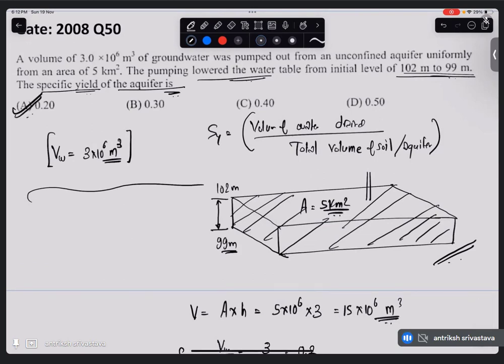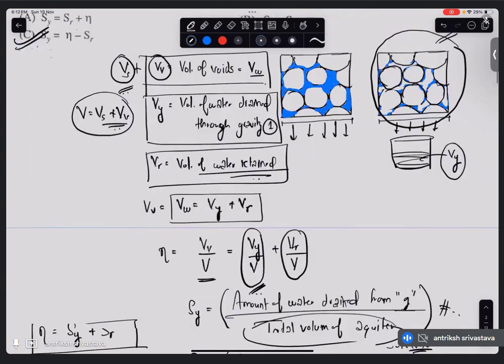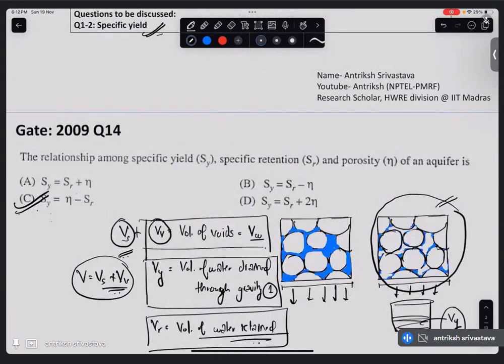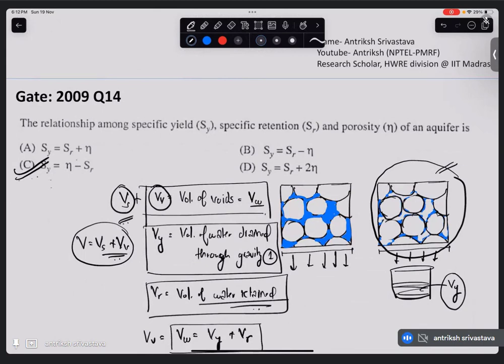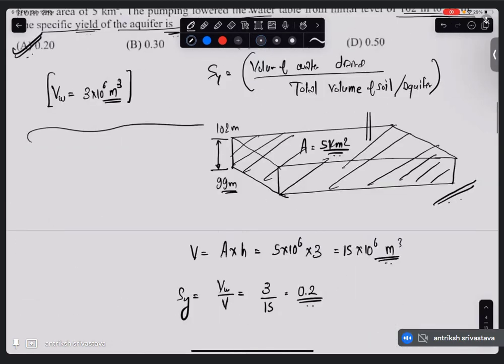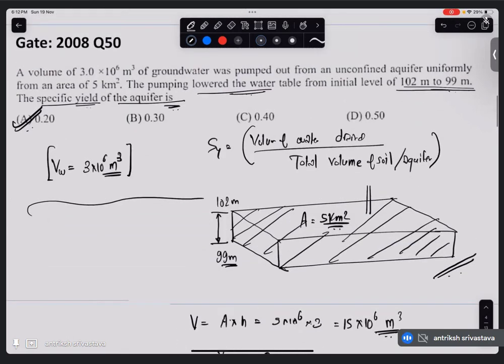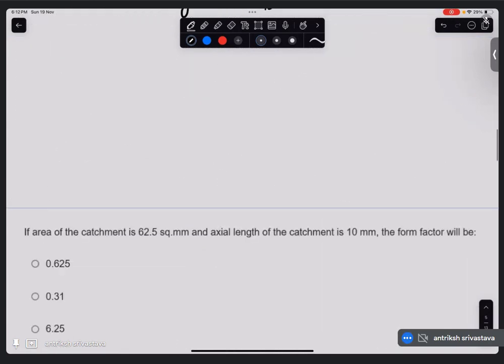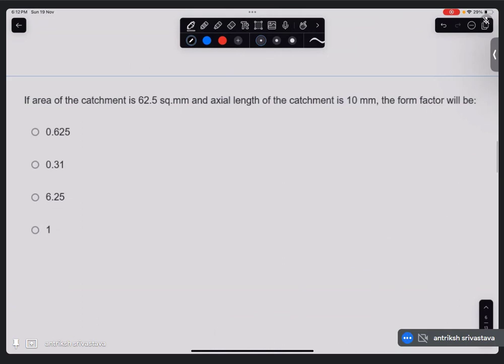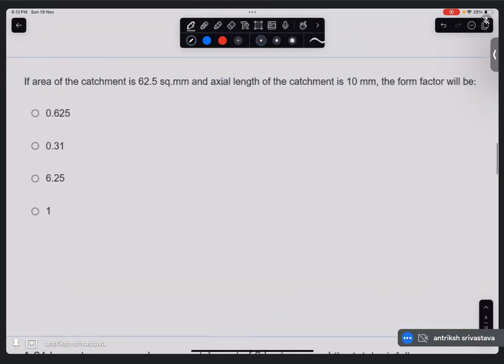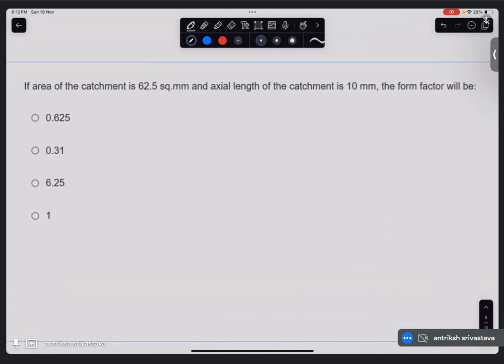All right. So we have discussed one small relation that probably all of you already know about, the relationship between specific retention, porosity, and specific yield. And then we have done a numerical on specific yield. These were the warm-up questions. Now let's look at some more fun questions. So now we are going out of specific yield. We are going to cover different portions in hydrology.